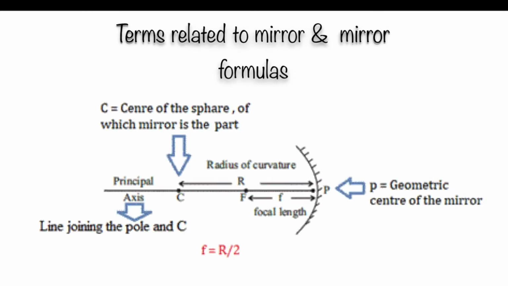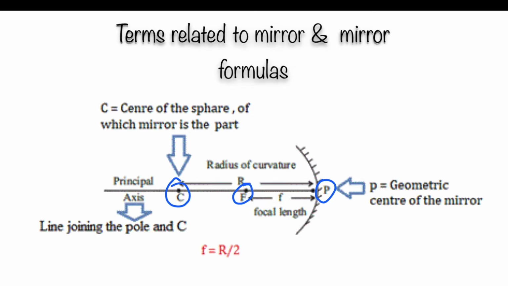In this figure, you see there is a point P, which is the geometric center of the mirror. This is known as pole. The point C is basically the center of a sphere of which the mirror is a part, and this is known as center of curvature. And the point F is the focal point for this mirror.